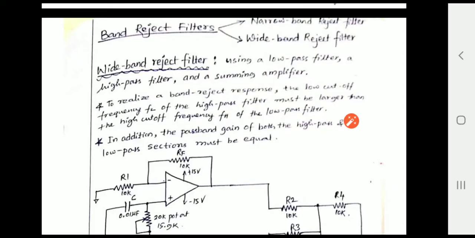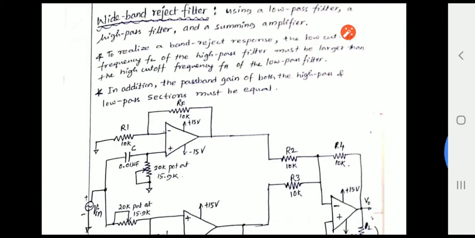Hello everyone. So now we'll start with the next topic, that is band reject filters. In band reject filters, again there are two types. One is the wide band reject filter. The second is the narrow band reject filter. First we'll start with the wide band reject filter.